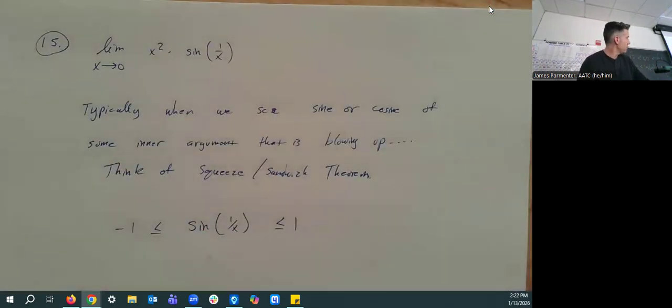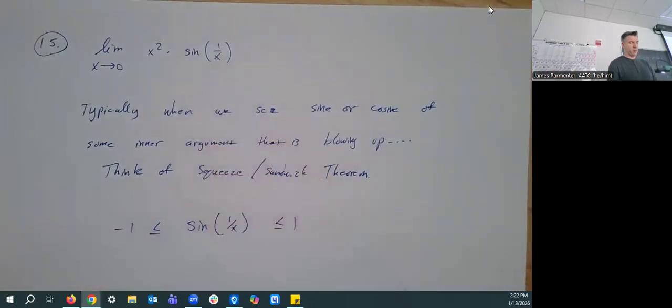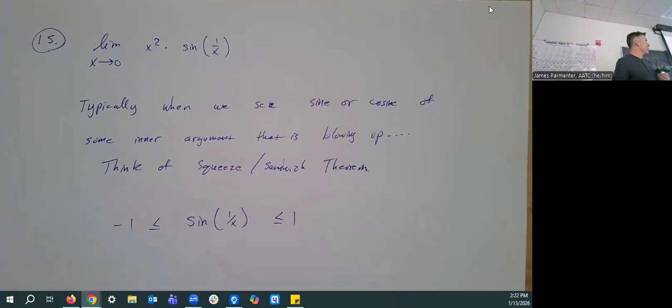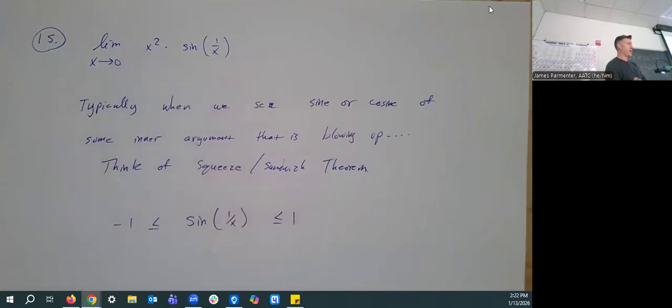So in this case, sine of 1 over x is between -1 and 1. If we're thinking about using the squeeze theorem, our intermediate goal is to make the thing in the middle of this compound inequality look like what we're trying to take the limit of. But we can't just change the middle part. We have to do the same thing to all the parts.